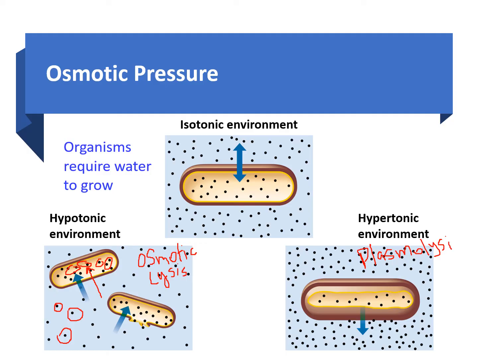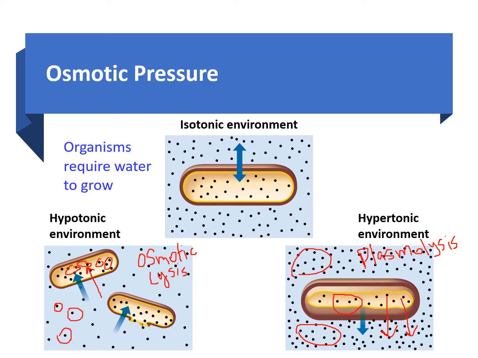because the cell has been placed in a hypertonic condition. As I said, a hypertonic condition means outside, as you guys can see, there are way more solutes compared to inside of the cell. And so therefore, the water is basically going to rush out and the cell is going to lose water, and that's called plasmolysis.